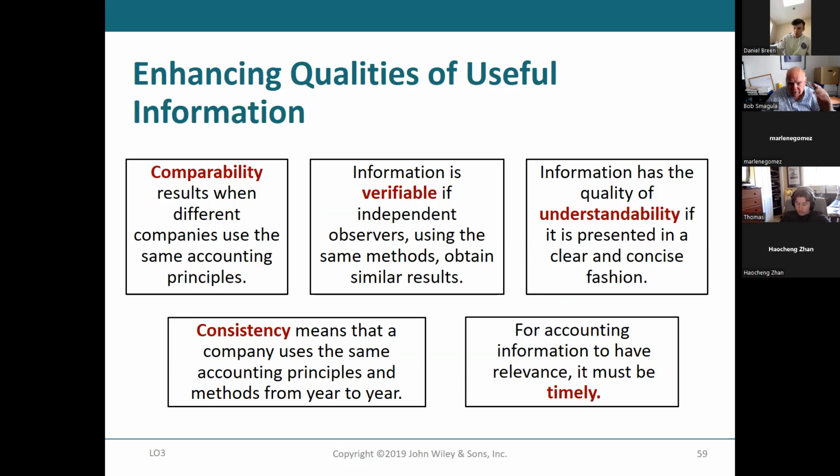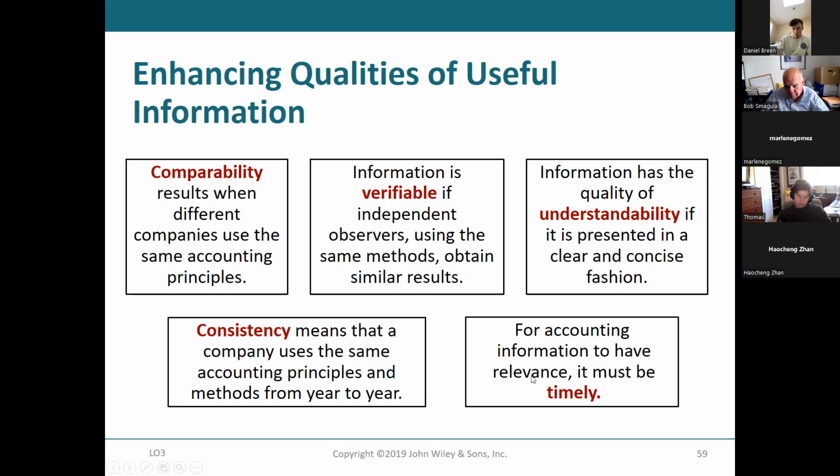And then we got different ones: comparability, verifiability, understandability, consistency, timely. If companies are using the same accounting principles, they're comparable. If they're using the same principles from year to year, they're consistent. So that's a subtle difference between comparability and consistency. Information is verifiable if it can be independently observed, just like science, huh? If you prepare an experiment and expect something to happen, and it happens and happens and always happens, that's verifiable.